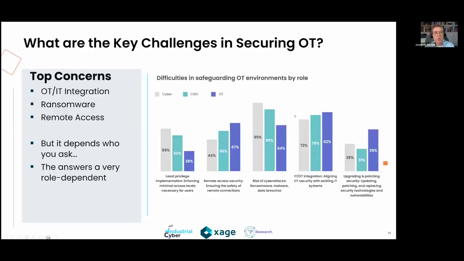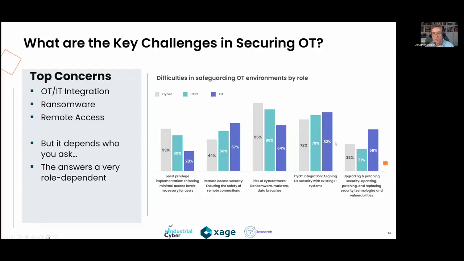So what are the key challenges? This is a very, very busy slide, which Sri pointed out to me, and I agree. Now I see it again. So we'll work through this together. We surveyed the respondents primarily on what's the primary challenge in securing the OT environment. So what are the top concerns around OT IT integration, for example? And you can see here the breakdown is according to what they selected.